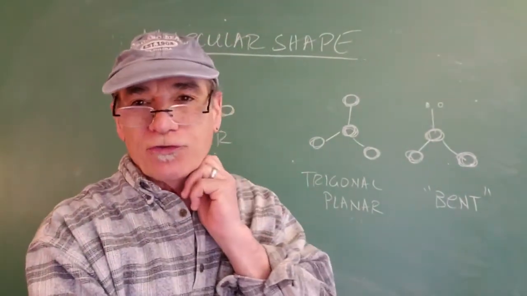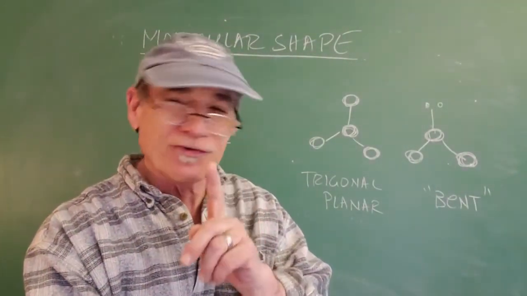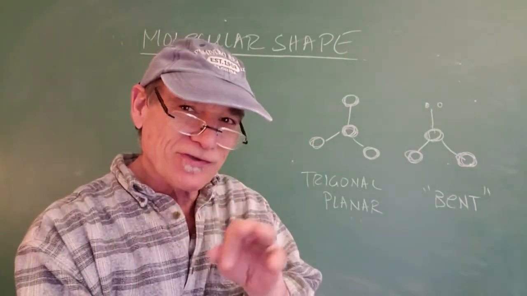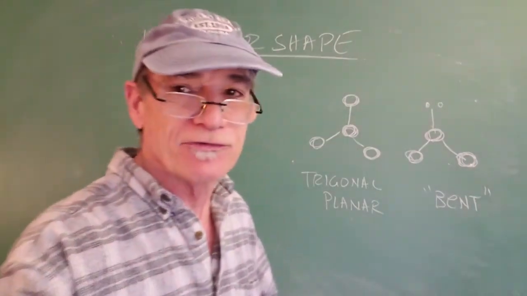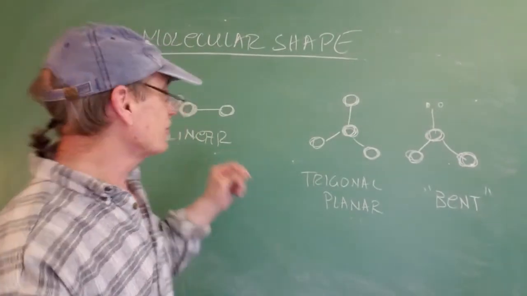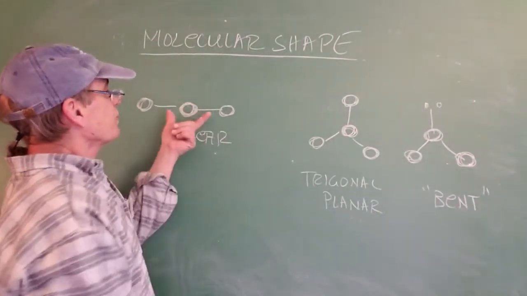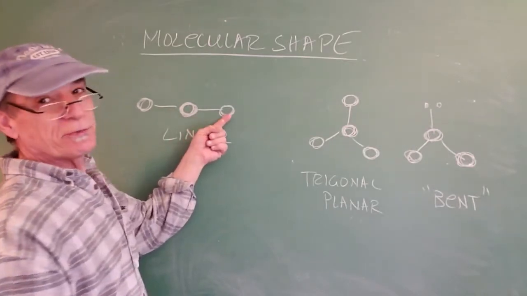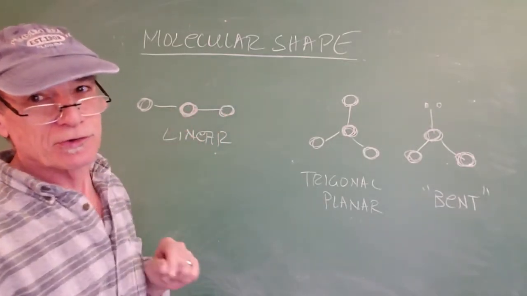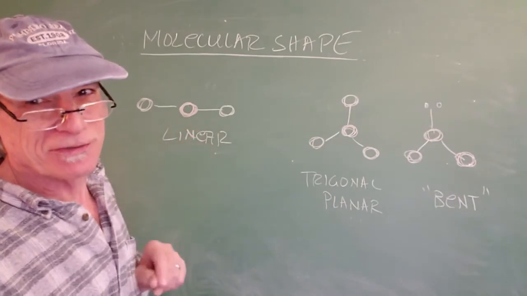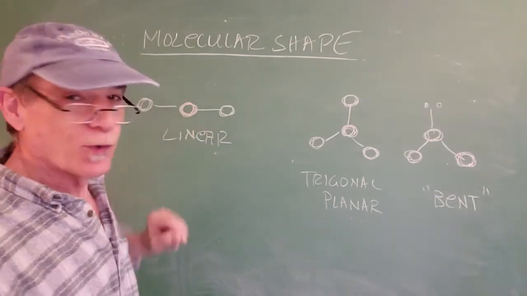Again, what we're going to do is look at the lone pairs as if they're invisible and try to describe just the spatial arrangement of the atoms involved. Now, if you start with just a linear arrangement like this with just two legs, then there's really nothing much that can happen here. If one of the legs is a lone pair, you still have a linear molecule. Nothing's going to change the shape of that. So linear is pretty boring.